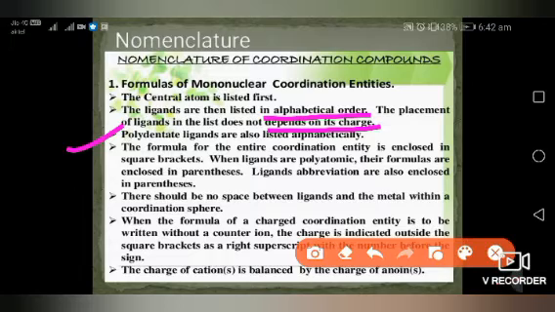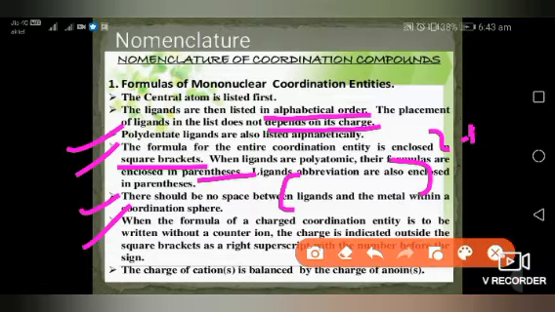Polydentate ligands are also listed alphabetically. This is the third rule. The formula for the entire coordination entity is enclosed in square brackets. That is also a rule. When ligands are polyatomic, their formulas are enclosed in parentheses. Ligand abbreviations are also enclosed in parentheses. There should be no space between ligand and metal within a coordination sphere. When the formula of a charged coordination entity is to be written without a counter ion, the charge is indicated outside the square bracket as a right superscript with the number before the sign. Suppose we are writing 2+ or 3+, that will be written here.